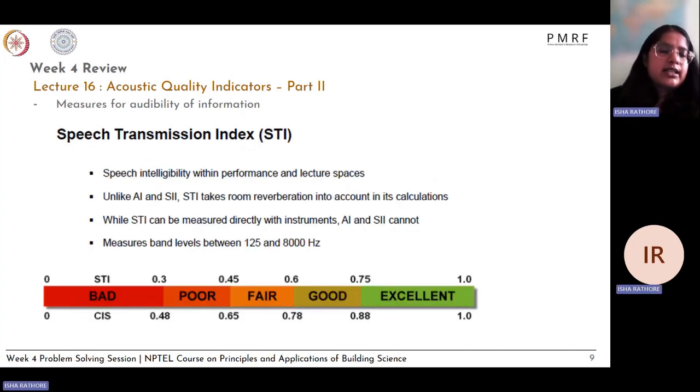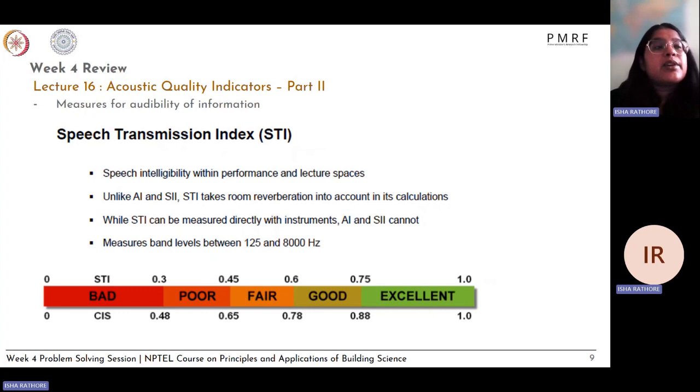Okay. Then the third measure is speech transmission index or STI. This is the speech intelligibility within performance and lecture spaces. Unlike articulation index and SII, the speech transmission index takes room reverberation into account in its calculations. Room reverberation is when certain sounds reflect back from different surfaces.